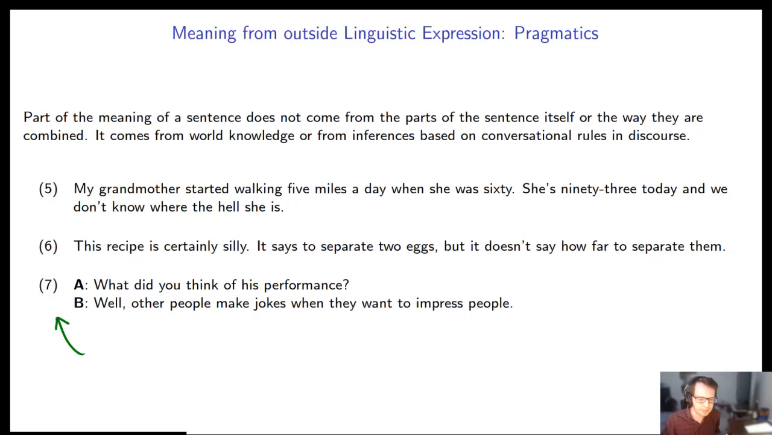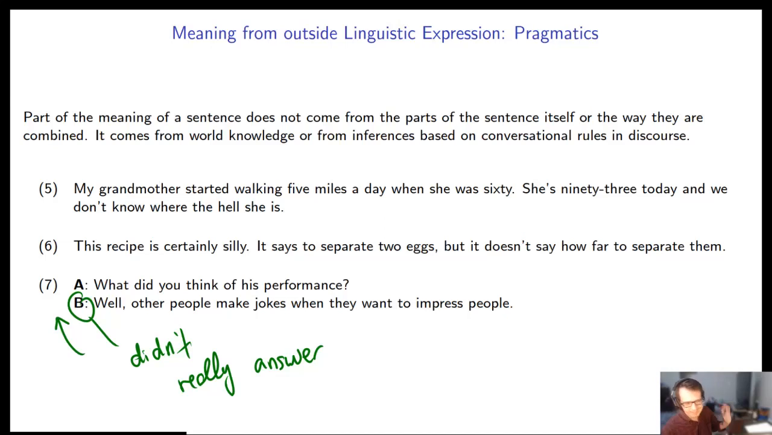What did you think of his performance? Well, other people make jokes when they want to impress people. So B didn't really answer A's question. What did you think of his performance? B didn't say it was bad or it was good. Instead, B said something irrelevant. Well, other people make jokes when they want to impress people.